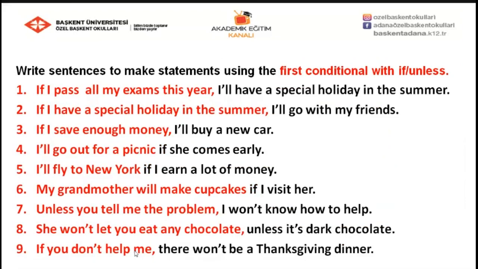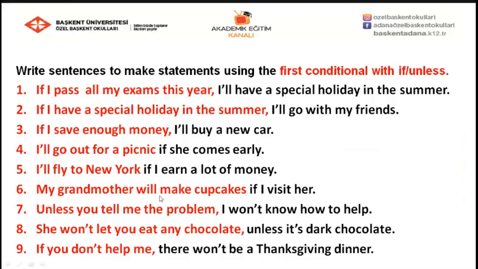Okay. If I pass all my exams this year, I will have a special holiday in the summer. If I have a special holiday in the summer, I will go with my friends. If I save enough money, I will buy a new car. I will go out for a picnic if she comes early. I will fly to New York if I earn a lot of money.